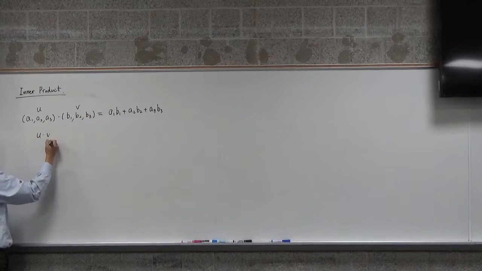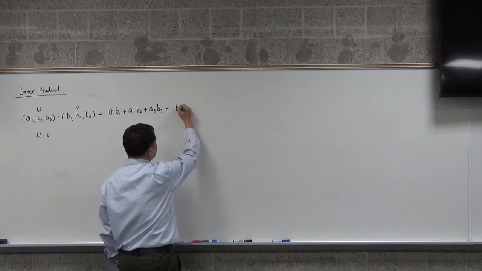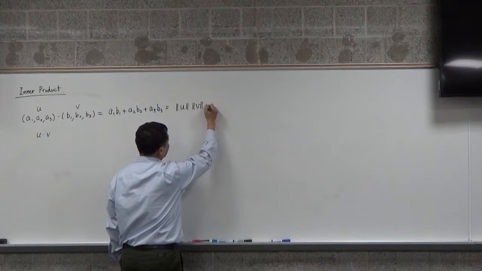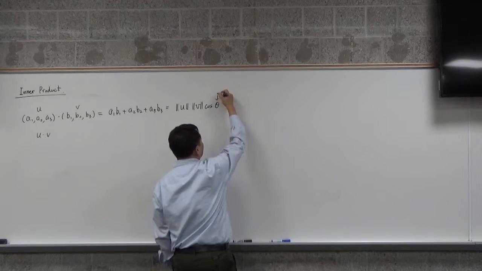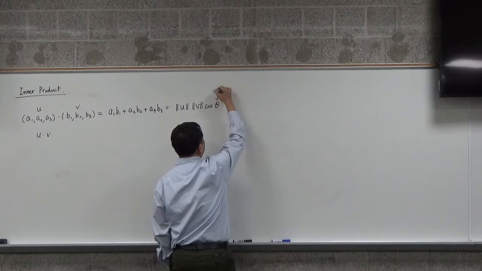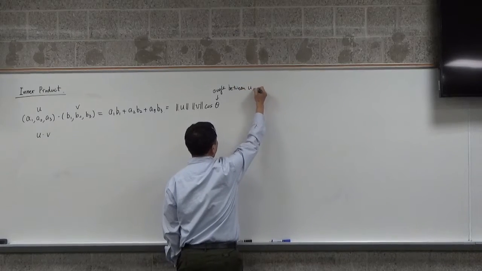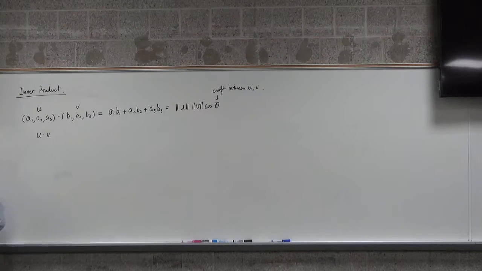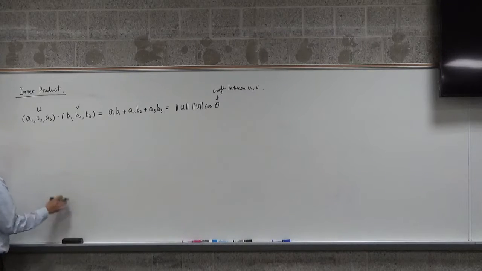Okay. And we know that if I call this vector u and call this vector v, then u dot v, which is this quantity, will be equal to the norm of u times the norm of v times the cosine of the angle between u and v. And the way we show that is something like this.